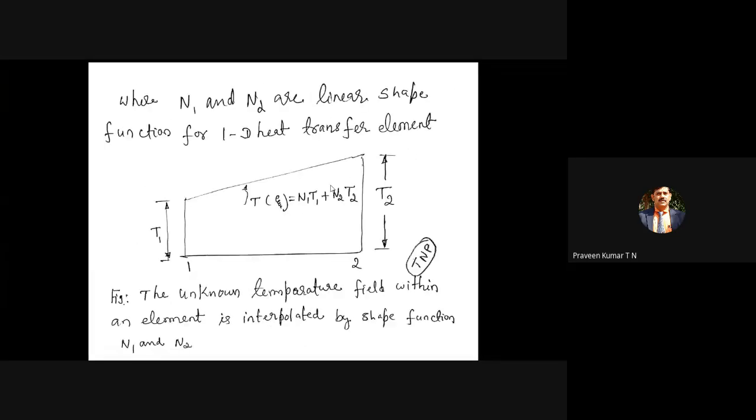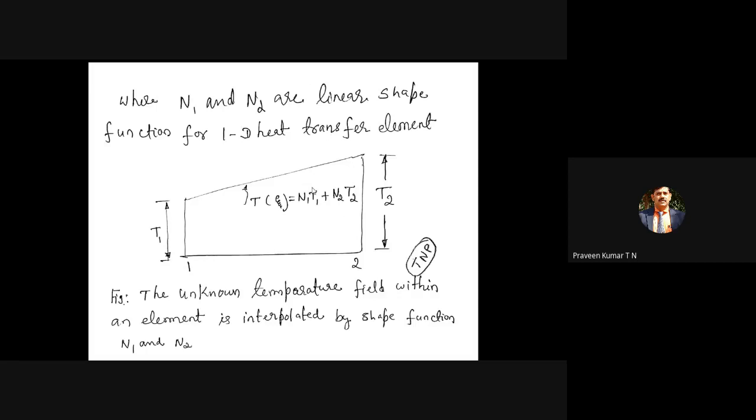So what is the purpose of getting the value of n1 and n2? Once you know the value of n1 and n2, as well as the temperature, n1 and n2 are fixed for the given element. If it's a linear element, we have n1 equal to (1 minus xi) divided by 2, and n2 equal to (1 plus xi) divided by 2. Those values are fixed now.